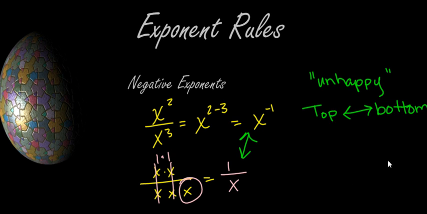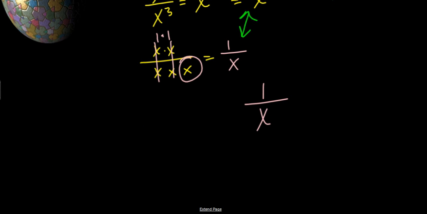An example of this: over x to the negative fourth. This is an unhappy x to the fourth, so it's going to go to the top and become a positive.